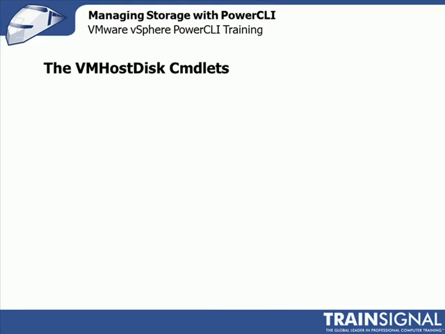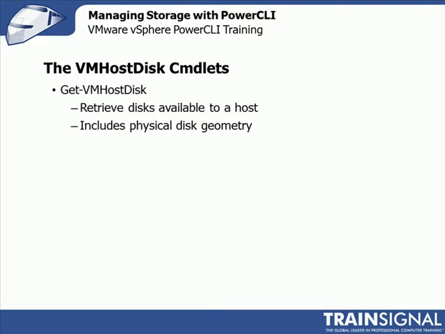Okay, we are nearing the end of our journey from starting with the lowest level of the disks, and we're now up to the physical part. VMHostDisk is the name of the noun for the commandlets. Got a few to talk about here. Get-VMHostDisk retrieves the disks available to a host, and this includes the physical disk geometry. So we're talking about cylinders, tracks, sectors, that sort of thing.